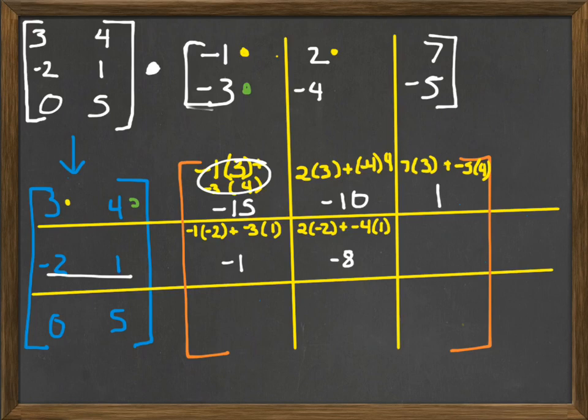Going over, I have 7 times -2 plus -5 times 1. So -14 plus -5, sorry, -14 plus -5 gives me -19.